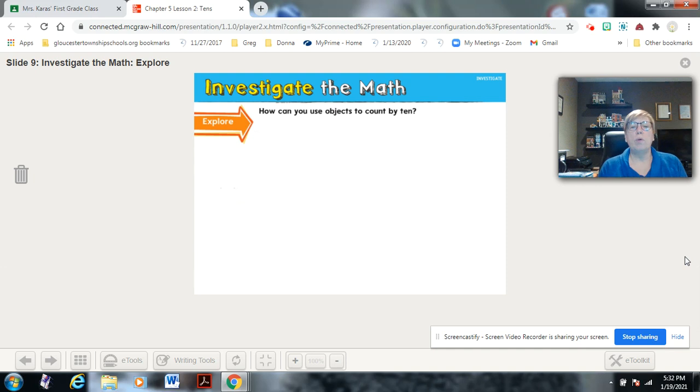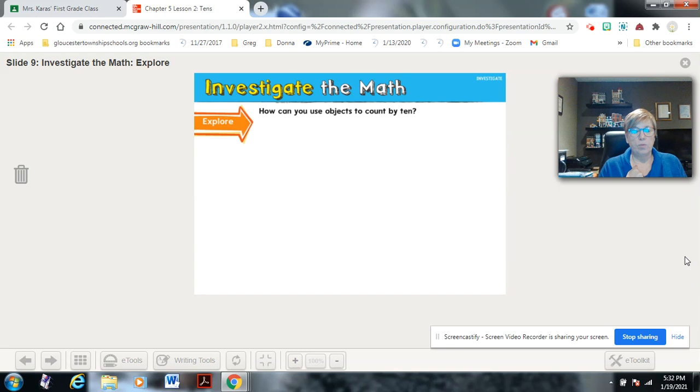All right, so let's look now at our investigation. They would like to know, how can we use objects to count by 10? Well, as I already said before, you could use your fingers. We can use connecting cubes, okay? But sometimes I don't have enough things to make all these little groups of 10, or I don't have enough room. So who's ever used their fingers to count by 10 before? Have you done that? Yeah, okay.